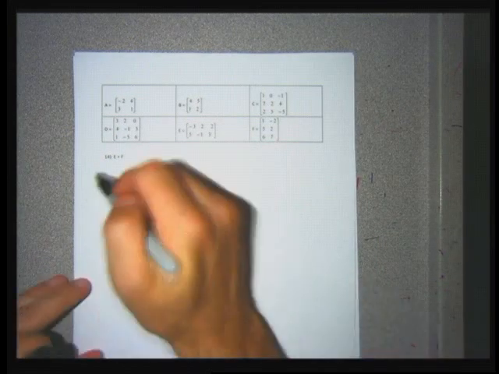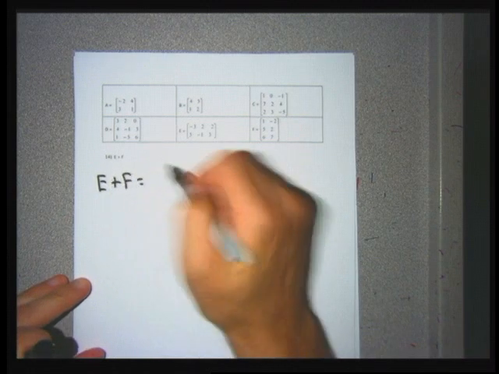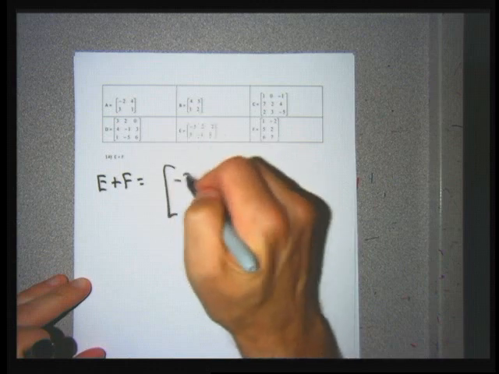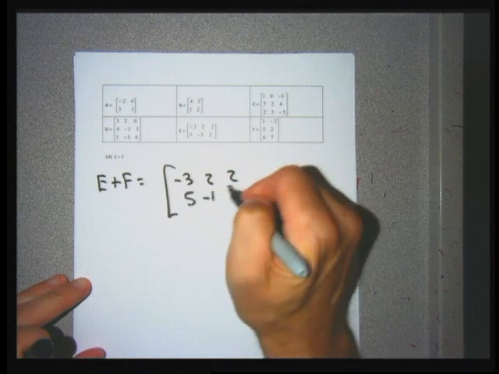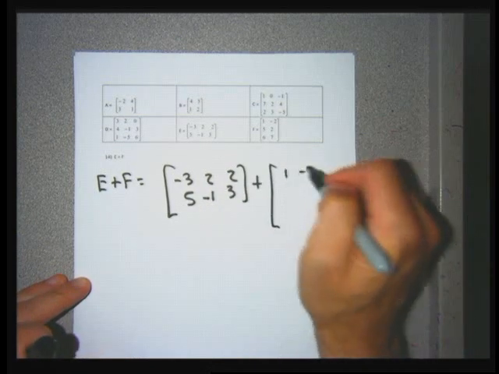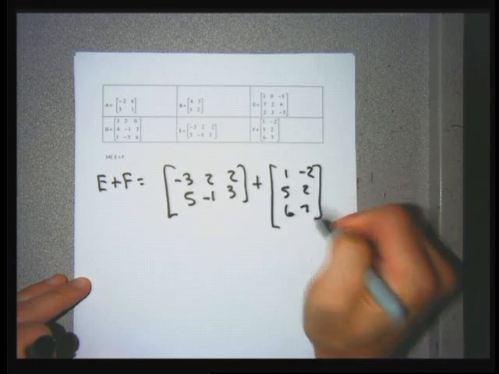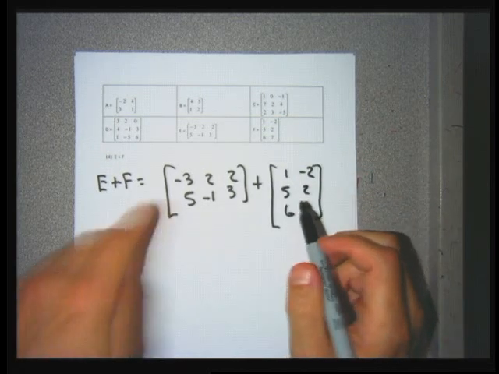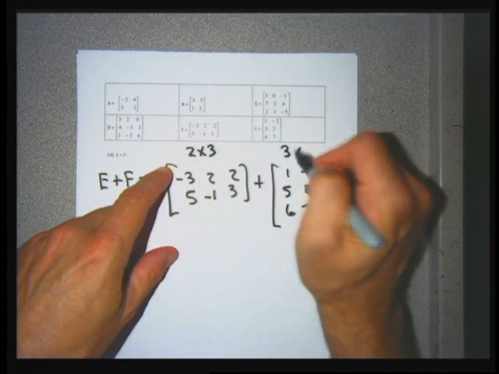The last of the easy kind of problems to do: E plus F. E is negative 3, 2, 2, 5, negative 1, 3. F is 1, negative 2, 5, 2, 6, 7. This is also not going to be possible because this is a 2 by 3 matrix. This is a 3 by 2 matrix.